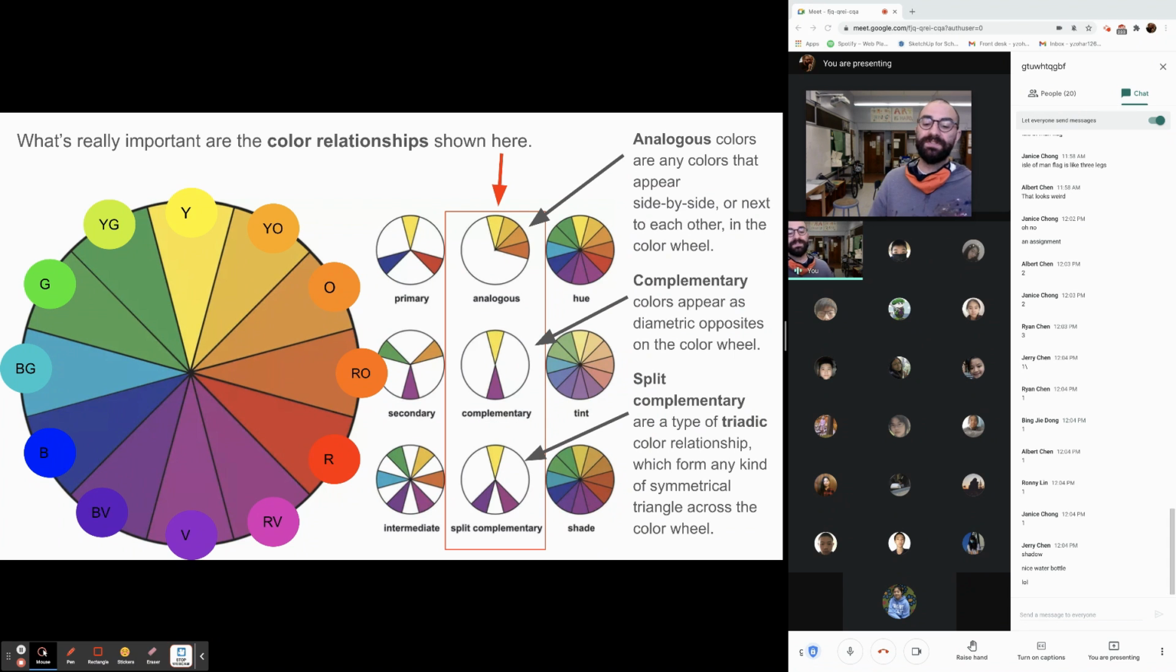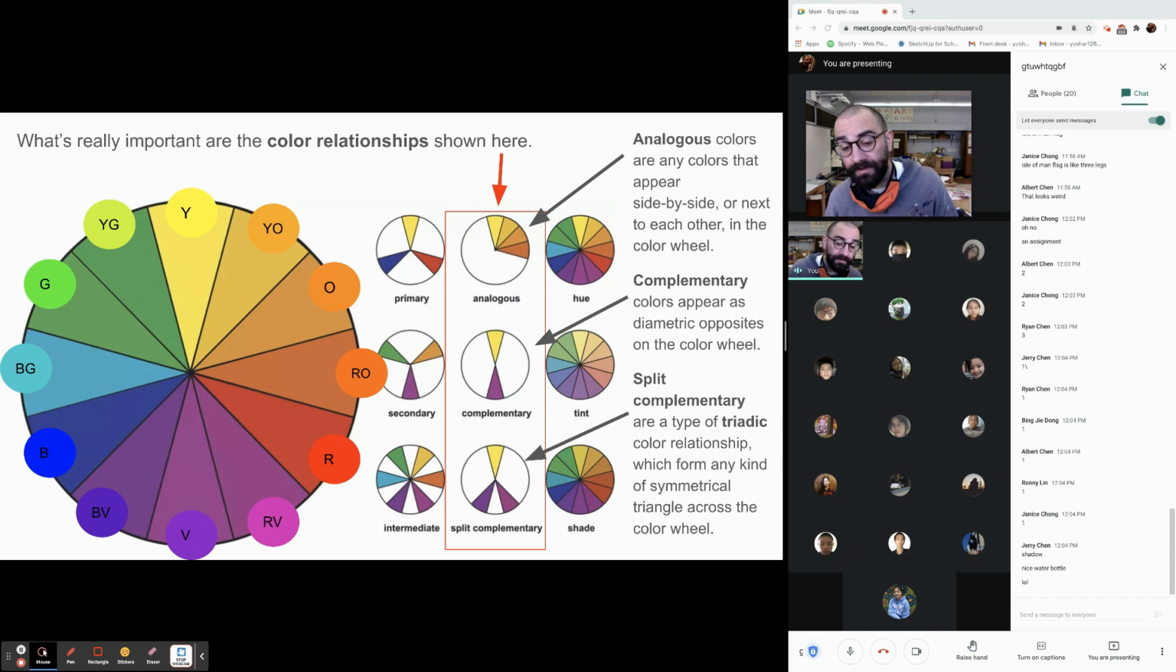Complementary colors appear as diametric opposites on the color wheel. So yellow-orange and blue-violet are diametrically opposite. They're across the diameter of that circle. Red-orange and blue-green, diametrically opposite. Yellow and violet, diametrically opposite.